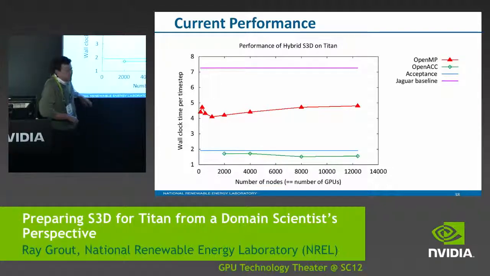Our baseline on Jaguar, the single Opteron machine, is up around 7 seconds. The OpenMP code running only on the Opteron chip, using all the cores on Titan, settles in somewhere around 4 to 5 seconds per time step. And the GPU code is down comfortably under 2 seconds per time step. This is executing primarily on the GPU and using the Opteron more or less just for bookkeeping and I/O purposes.